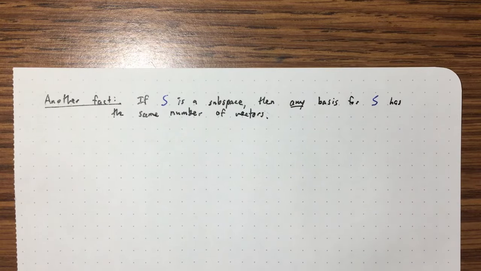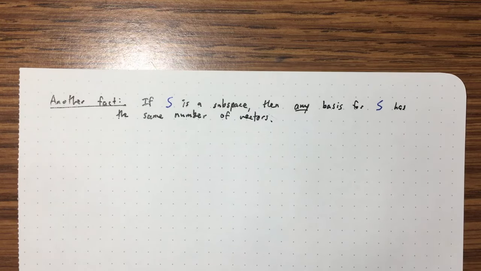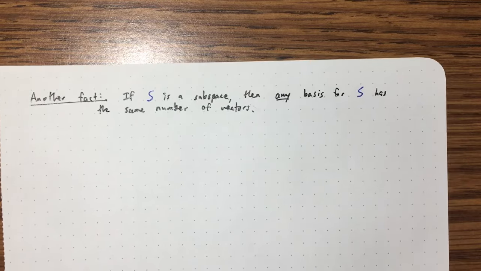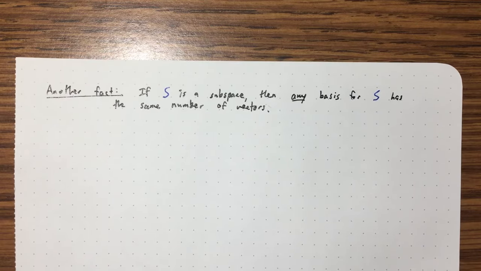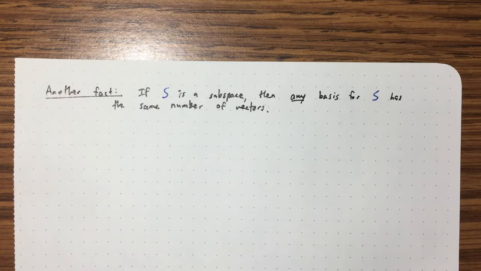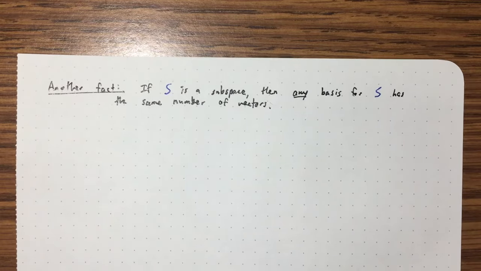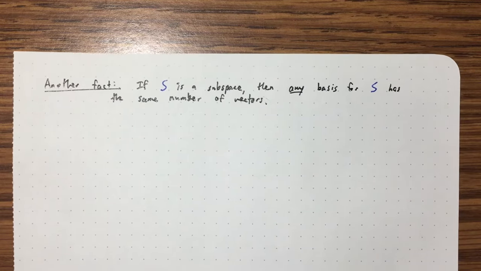For example, for R3, it's easy to see, right? Well, I mean, it's not too hard to see in general, but what if we have a basis for R3? Well, it spans R3, so it has at least 3 vectors, but it's also linearly independent in R3, so it has at most 3 vectors. So it has to have exactly 3 vectors.